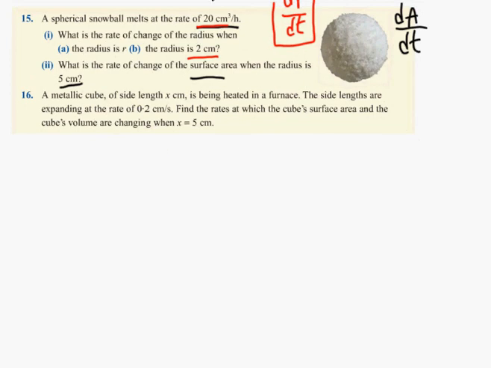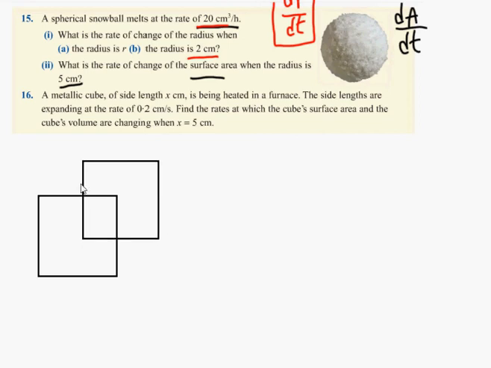A metallic cube of side length x. Once again, I'm visual, so I'll need to draw myself a little cube. I always draw pictures to get the question into my head. Now x, and x. The side lengths are expanding at a rate of 0.2. They're getting bigger.